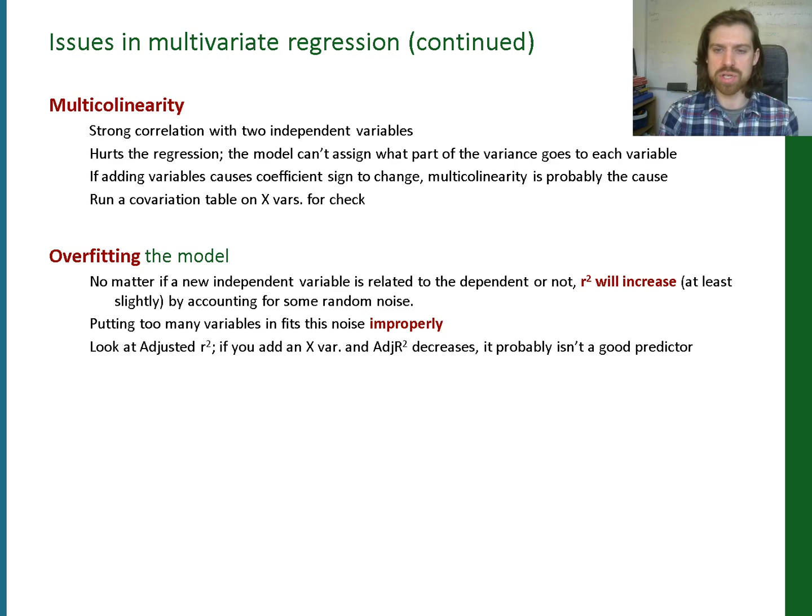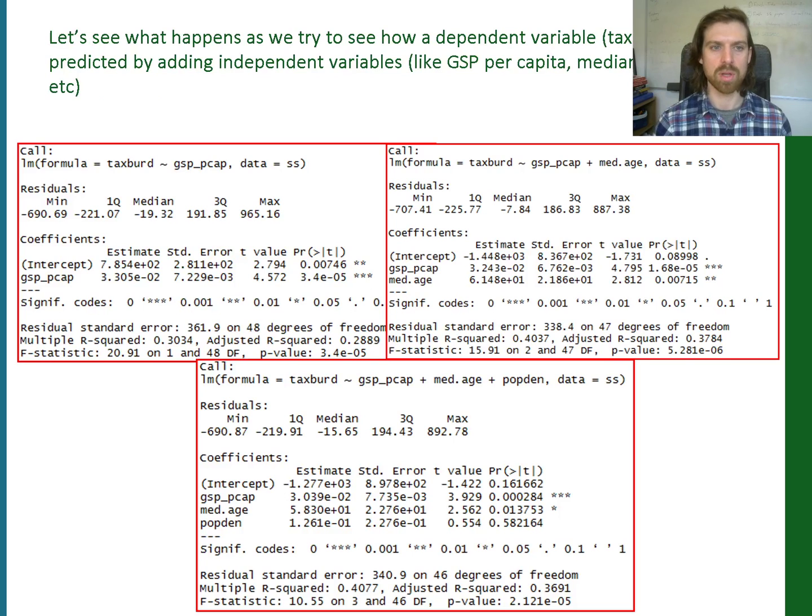And you need to be able to reduce this down to a simple description of what the purpose of the research is, what the research question is, and what the conclusion should be based on that analysis. Okay, let's see what happens as we try to see how a dependent variable, e.g. tax burden, is predicted by adding independent variables.